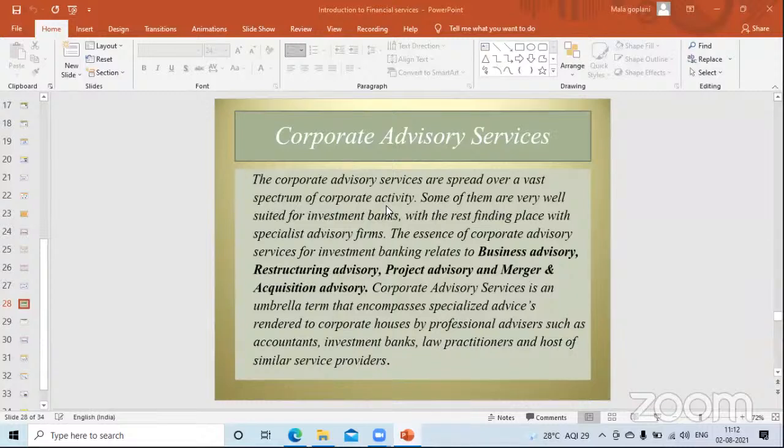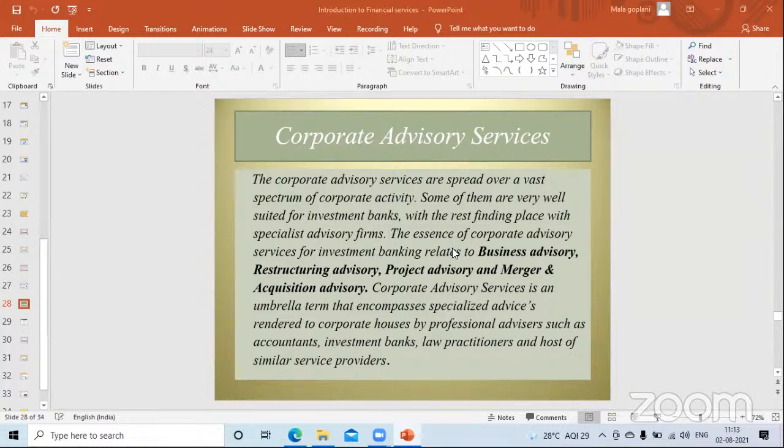Some of them are very well suited for investment banks, with the rest finding place with specialist advisory firms. Meaning if you see, there are investment banks who are fulfilling the responsibility of corporate advisory services. They are giving you these services. But there are specialist advisory firms also who give you ideas and innovative ideas, and they do research for you, but in a specialist area. They don't give you general services. They will give services only in special areas, like how to increase your production. So they don't know anything about marketing, but they know about production. So they will be guiding you only about the production department.